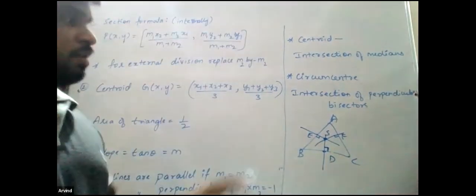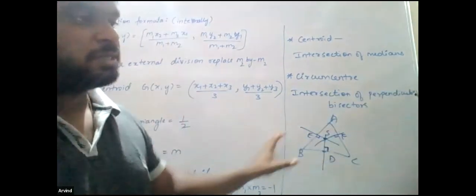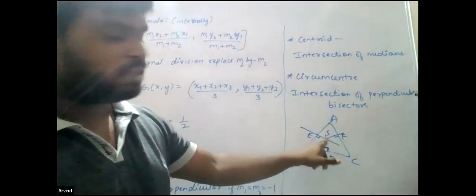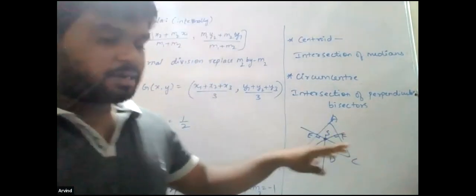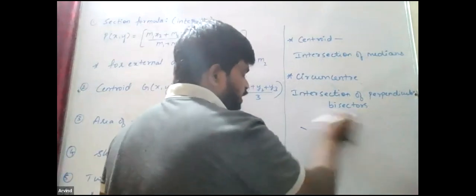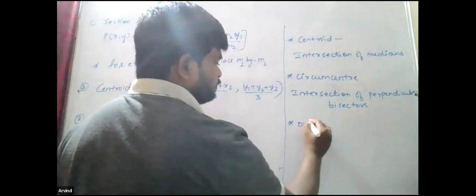So a very important thing, you have to remember what is circumcenter. It is the intersection of perpendicular bisectors. Ella perpendicular bisectors one kade meet agutte adanna circumcenter anta heltivi. Triangle alli circumcenter heng kandihidu, there is a different method. When we solve problems, we get to know it. Okay. The other one is orthocenter.